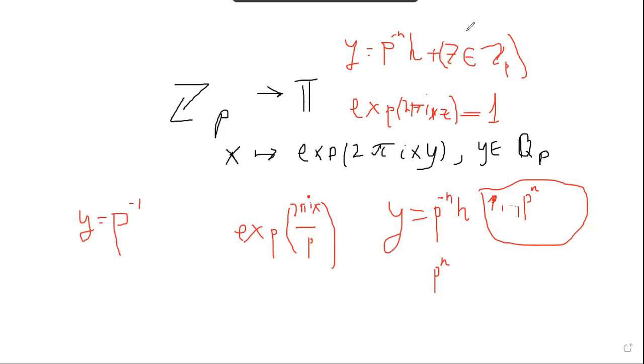So what we need to prove in the question is that every continuous homomorphism from Z_p to T has this form. So I ask, if it is equal, that it has some period p to the n. Yeah, of course. Okay.